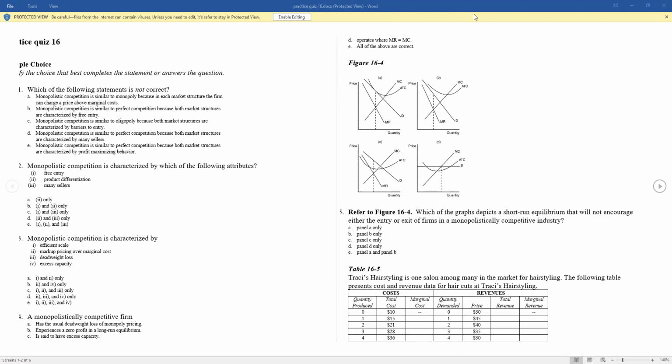Now, I briefly mentioned excess capacity. Excess capacity would be where MC crosses ATC. Again, he would say that's the efficient scale. I call it productively efficient. And the space in between here would be excess capacity. All right.